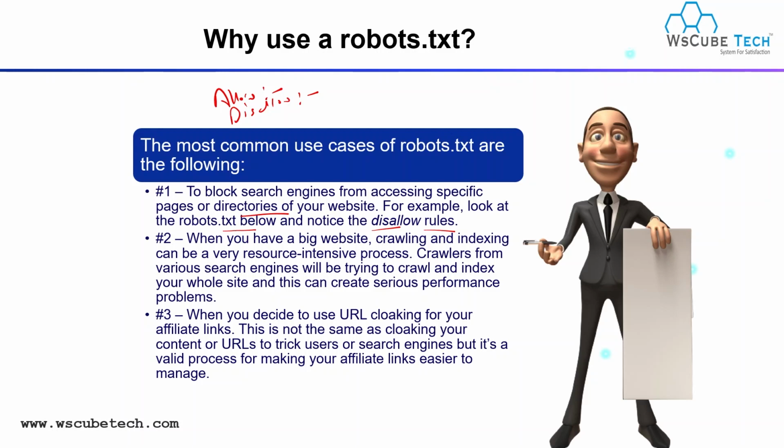When you have a big website, crawling and indexing can be a very resource intensive process. So crawlers from various search engines will be trying to crawl and index your whole website, and this can create a serious performance problem. And when you decide to use URL cloaking for your affiliate links, this is not the same as cloaking your content or URL to trick users or search engines, but it's a valid process for making your affiliate links easier to manage.